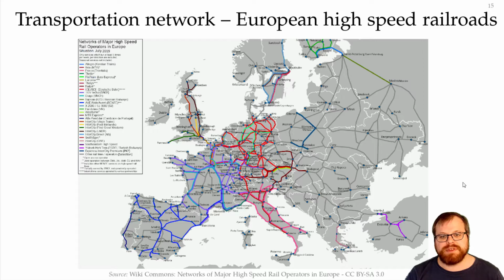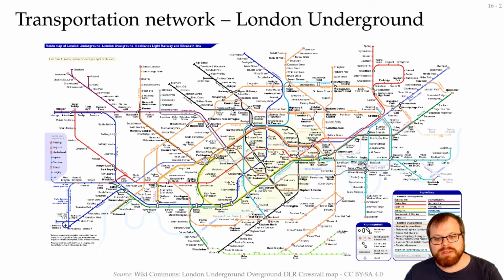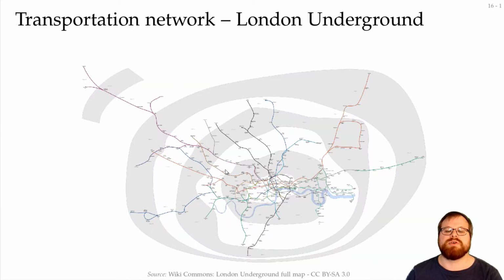We also have some for transportation networks. For example, the European high-speed railroads. You can just have the cities as vertices and all the railroads that go between them as edges. We can have the London Underground map. Here the stations are drawn approximately where they would be on the map, but you can also have a more stylistic drawing, and I think this one is much more readable, although this is more faithful.